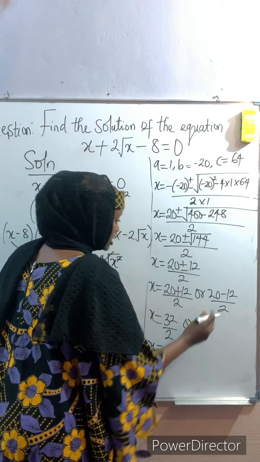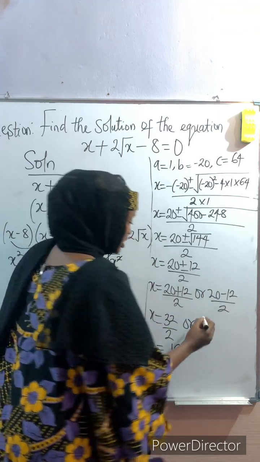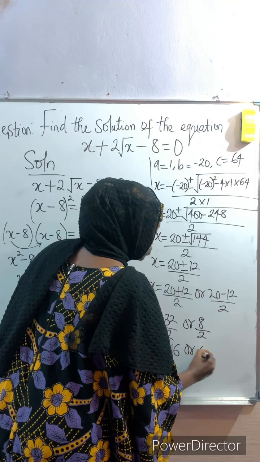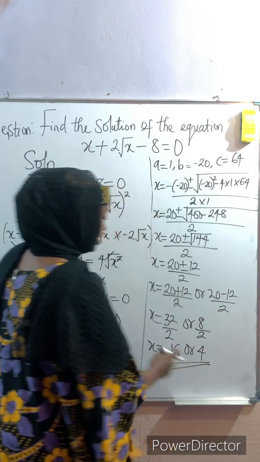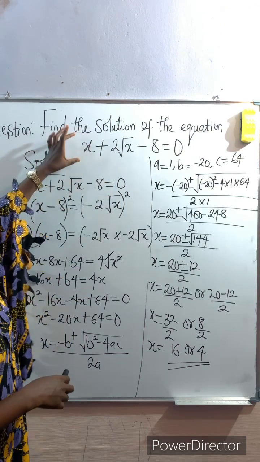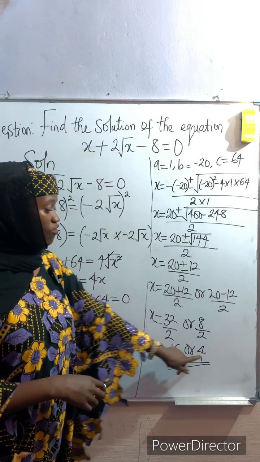Or we say 20 minus 12 gives us 8, and we divide it by the denominator, which is 2, and this gives us 8 divided by 2 is 4. So the final answer for x is 16 or 4. So the solution to this equation is 16 or 4.